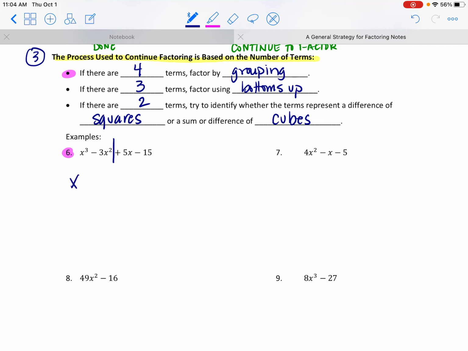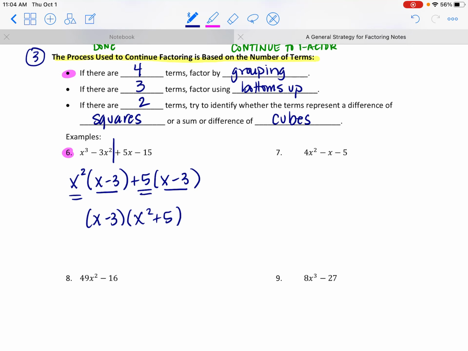In the first group, we have in common an x squared, which would leave us an x minus 3 if we factored it out. Second group, if we factor out the positive 5 they have in common, then we're left with another x minus 3. So now we can factor out that common x minus 3, and that's going to leave us an x squared plus 5. And there it is, all factored by grouping.